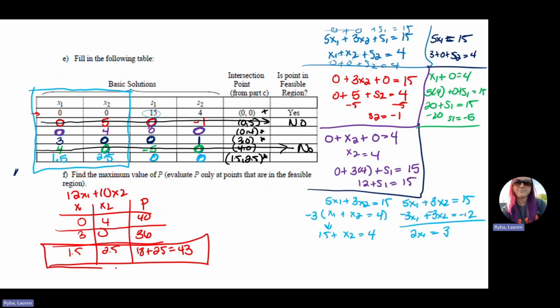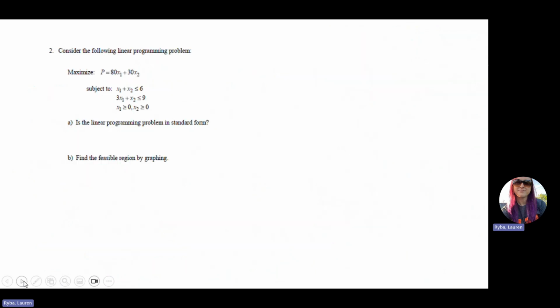So there is our max. Again, I'm teaching you a way that if you ever came across a problem and did not have access to a graphing calculator, we could solve these by hand. I am also going to show you another method that goes back to matrices. So let's do another one.